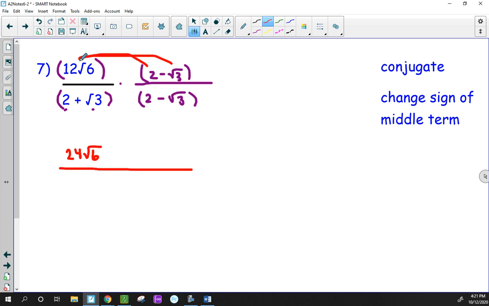Then you're going to take this term and multiply it by the last term. 12 radical 6 times negative 1 radical 3. 12 times negative 1 is negative 12. Radical 6 times radical 3 is radical 18.